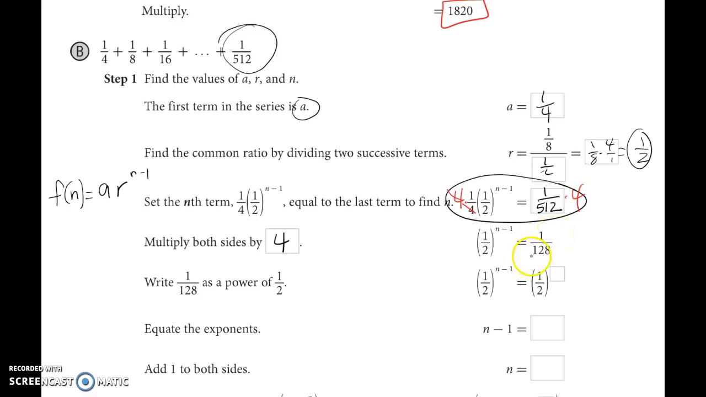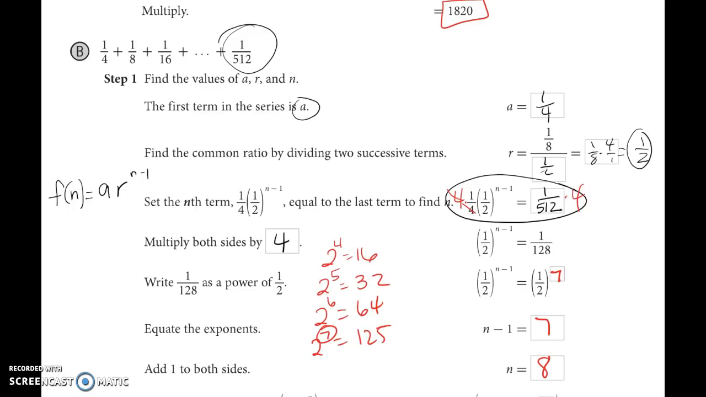Then we ask ourselves, 2 to what power is 128? I do know that 2 to the 4th is 16, so 2 to the 5th is 32, 2 to the 6th is 64, 2 to the 7th is 128. So I know that my exponent has to be a 7, and so I have n minus 1 equals 7. If I add 1, n is 8.